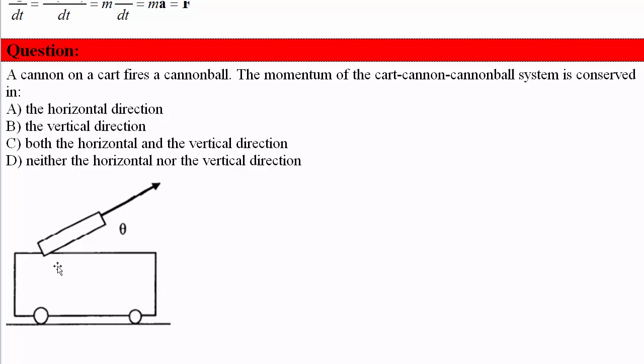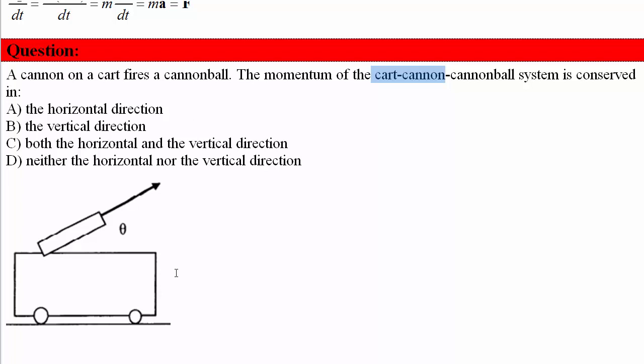Think about the forces acting on it. In the horizontal direction, there's no external force. So that means the momentum has to be conserved there, because we're considering the cannonball as part of the system. If we were to just look at the cart and cannon system, its momentum would not be conserved. The cannonball leaves in this direction, and while it's doing that, there's a force on the cart in the left direction, and so momentum would not be conserved there.